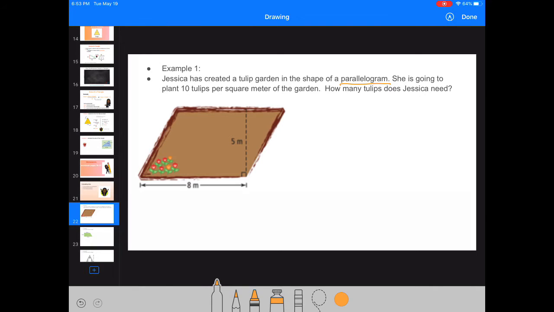So it is base times height is the formula. And she wants to plant 10 tulips per square meter. So every square meter, she's putting 10 tulips in. So if this is a square, this is 8 meters this way. For every square, there's going to be 10 tulips in there. And we need to know how many tulips this is. So this is a multi-step problem.